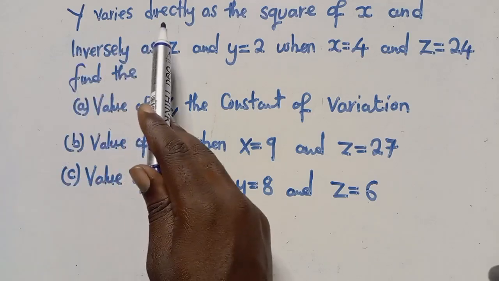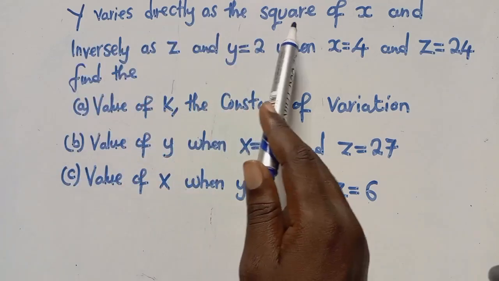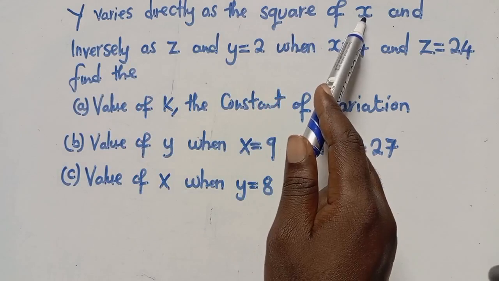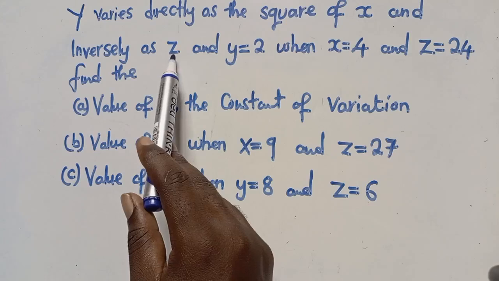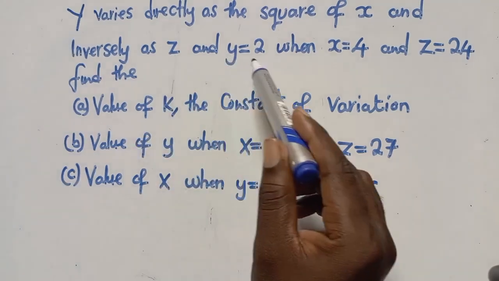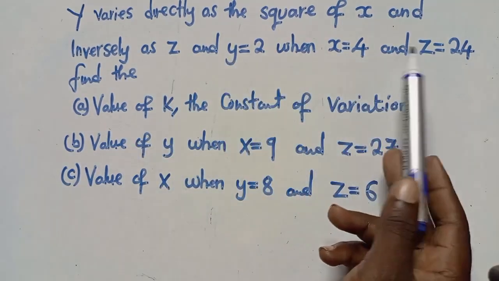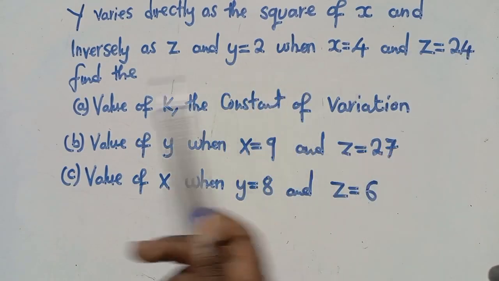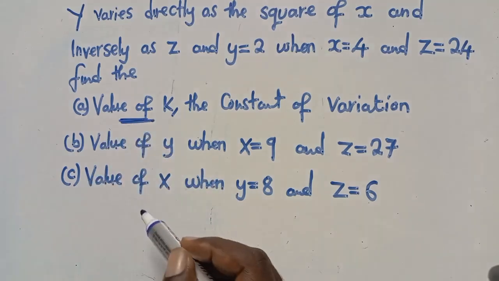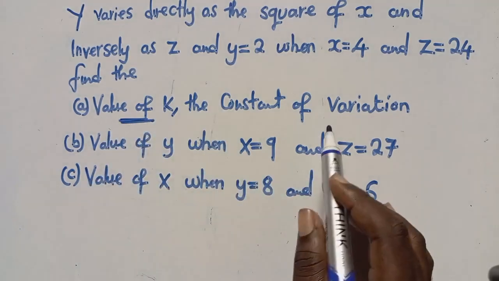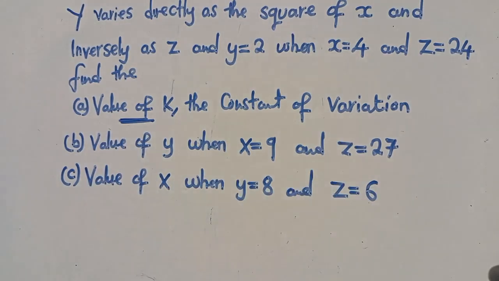Y varies directly as the square of x and inversely as z. Y is equal to 2 when x is equal to 4 and z is equal to 24. Find the value of k. This k is called the constant of variation.